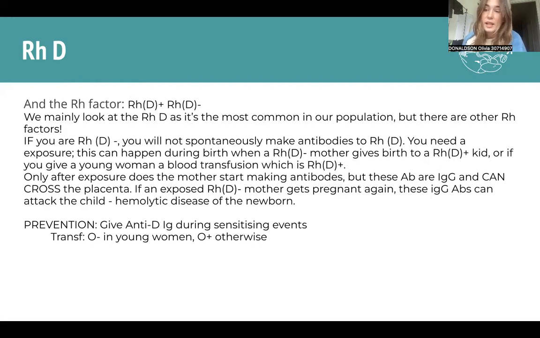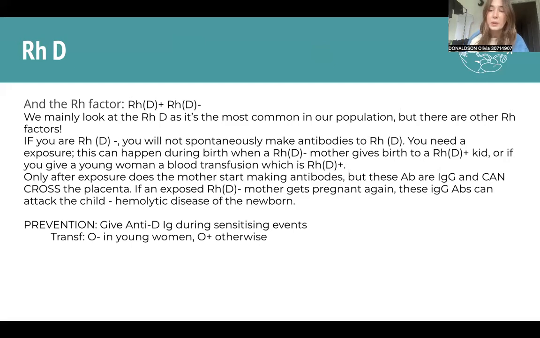So essentially, if you have a rhesus factor negative mother, she needs to have an exposure to develop those antibodies. And that exposure can happen when she's giving birth to her first child, and the child is obviously going to have to be rhesus factor positive. Or it can actually happen through blood products, if she's been exposed to a positive blood product in the past, which has rhesus factor D positive in it. So she needs that exposure event.